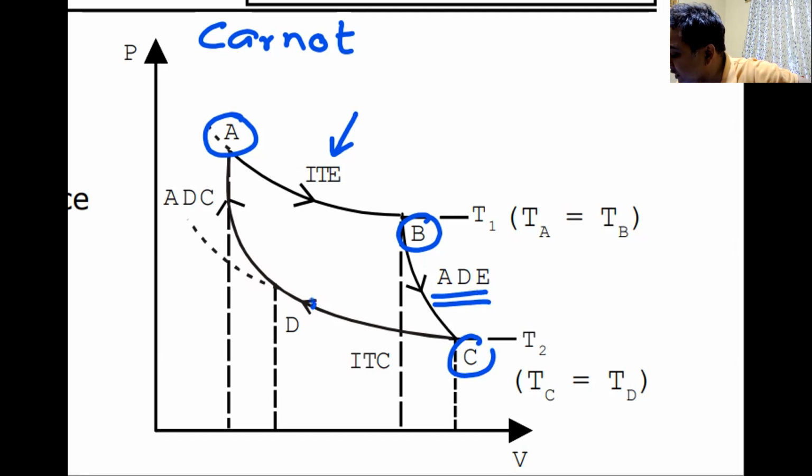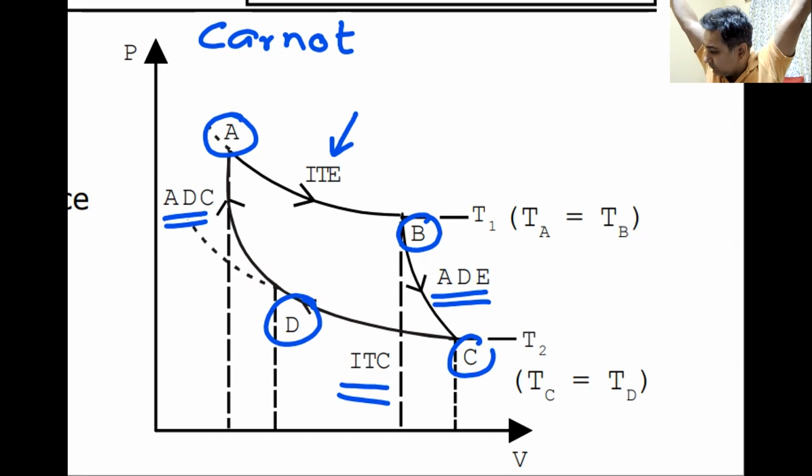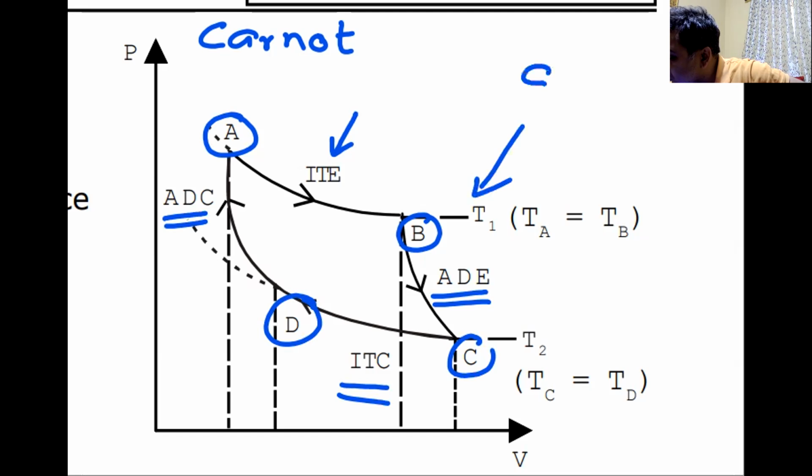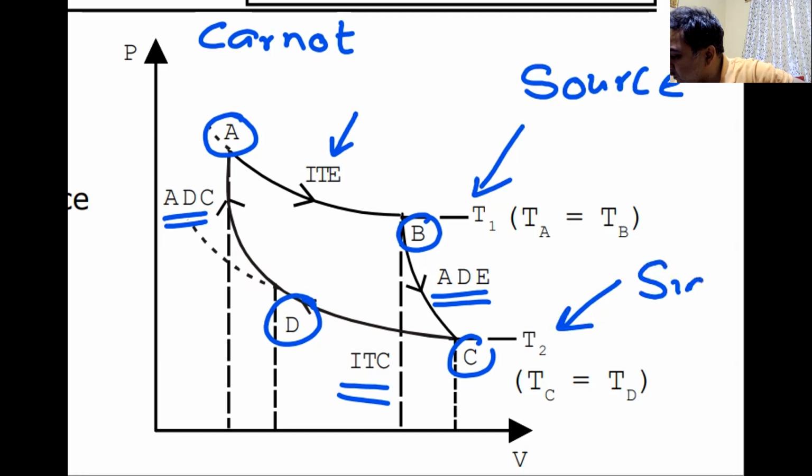Then from process C to D, it is isothermal compression. The upper one is expansion, the lower one is compression. Then the fourth process is D to A, adiabatic compression. Do we understand this? This is the temperature of the source. And this is the temperature of the sink. Do we understand this? Just draw this in your sheet.